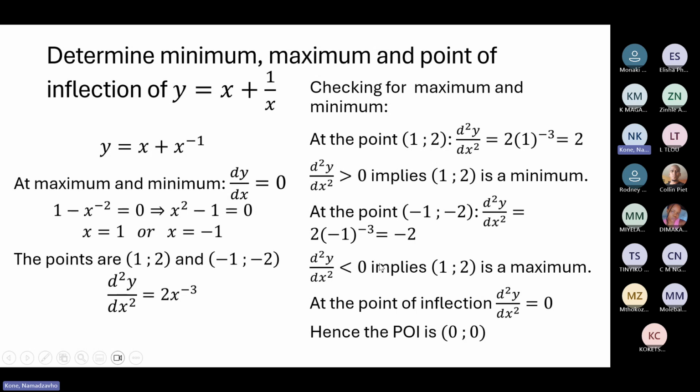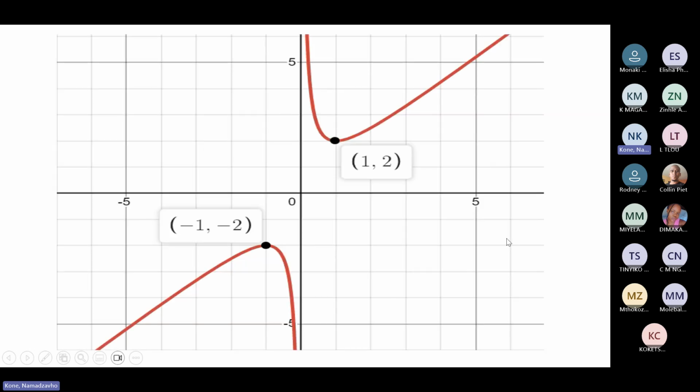And that is why I had to go and do this graph, so that we can check if we are on the right track. And indeed, we found that we are on the right track. This one that has got negative signs is a maximum, and that one with positive signs is a minimum.